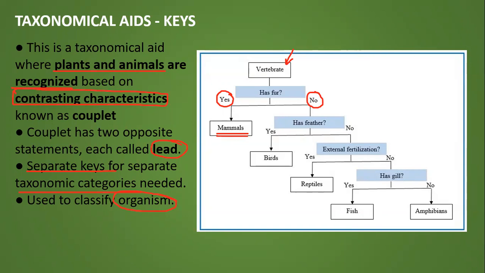Or else, if it doesn't have fur, you will check whether it has feathers or not. If it does not have feathers also, you will go with their fertilization. This is just an illustration in order to make you understand how identification works. So you need not memorize all these things in detail, because only these things would be asked for the examination.